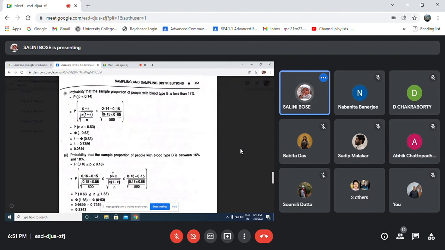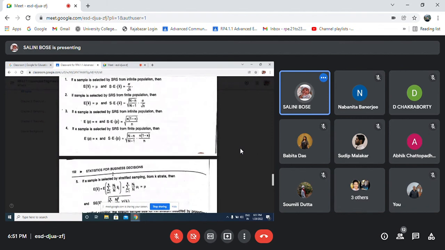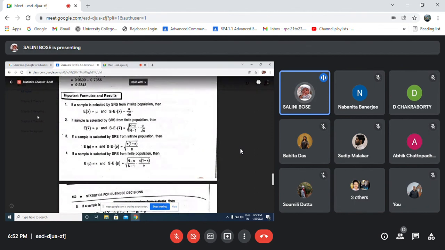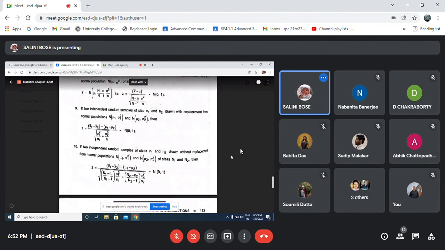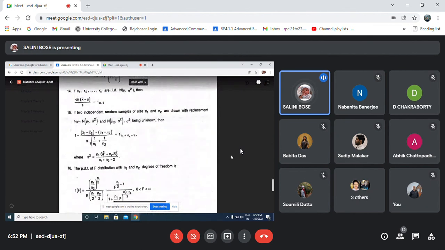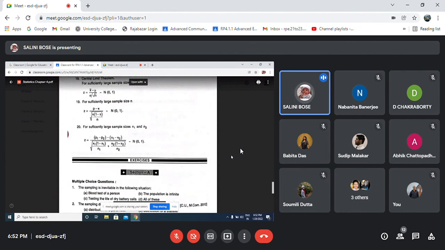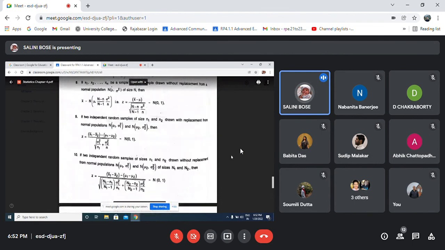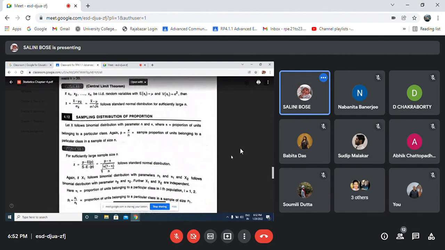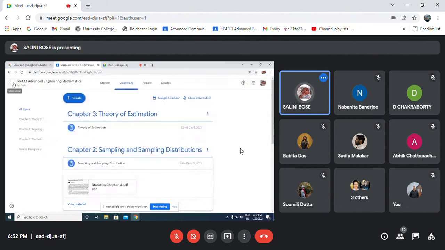So this is all about sampling and sampling distribution. After that, the chapter has all the formulas, whatever you have learned in this chapter. Those are written here for your credit economy. So you will learn those, and that will be beneficial for you to remember individually. And then the exercises are given, so you may check those. If you have any other queries, you can tell me.